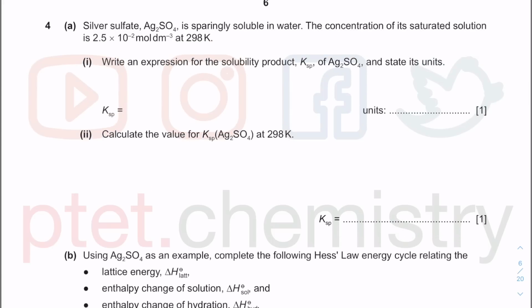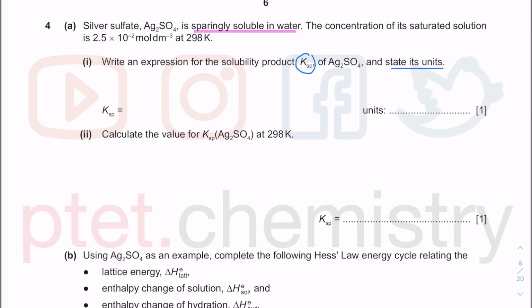In this next question, we have silver sulfate. This is about a sparingly soluble salt. So clearly, they are going to ask you about Ksp, which is the equilibrium constant for a sparingly soluble salt. And they want you to state the units for 1 mark. So pretty stingy here, this old paper. In the new paper, perhaps you get 1 mark for this and 1 mark for the unit.